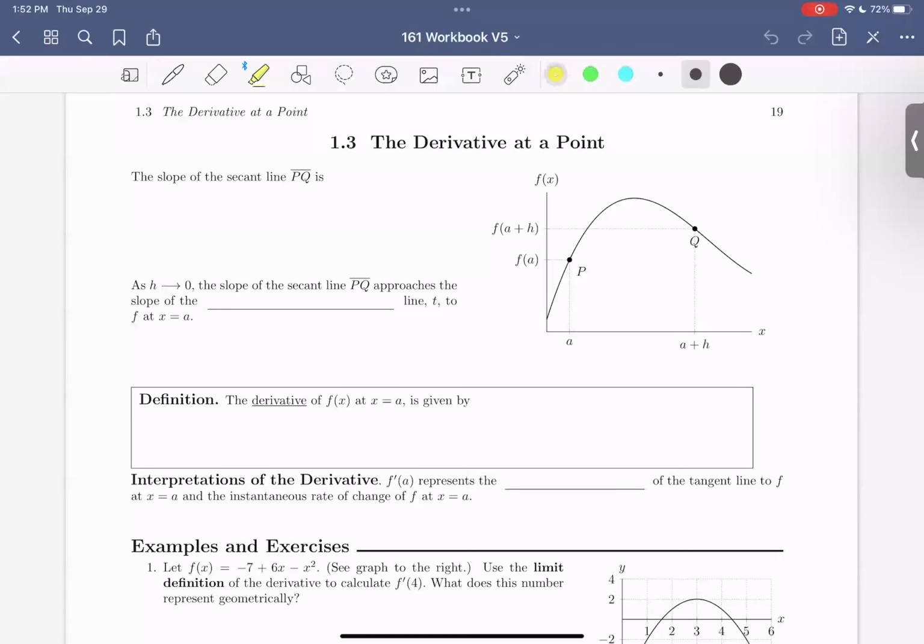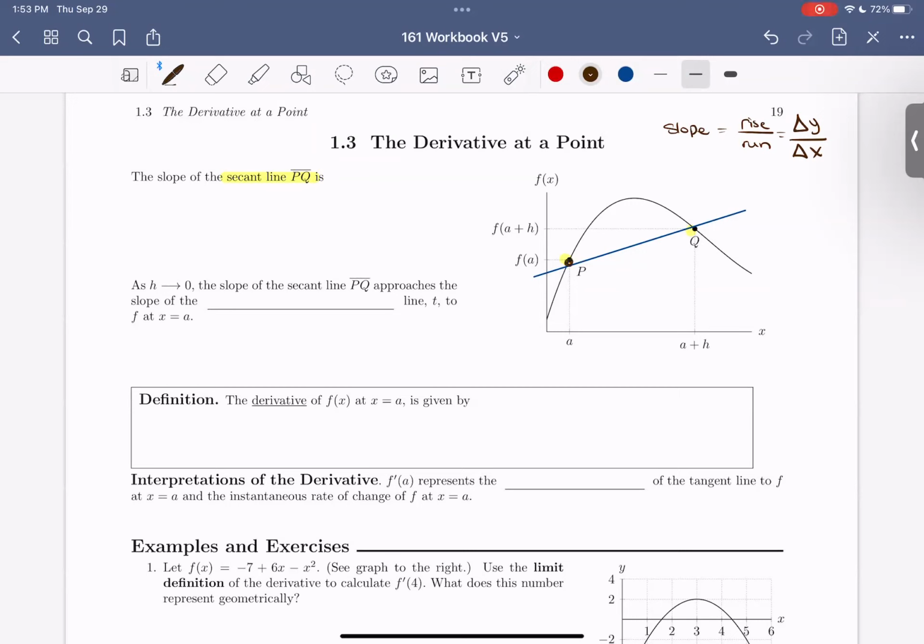A secant line between 2 points, P and Q, is a straight line between points P and Q on our graph. So I'll draw it here. If we want to describe the slope of that secant line, we'd write the following formula. Let's recall that the slope of a line is equal to the rise over the run of that line. More specifically, the change in the vertical direction over the change in the horizontal direction between 2 points.